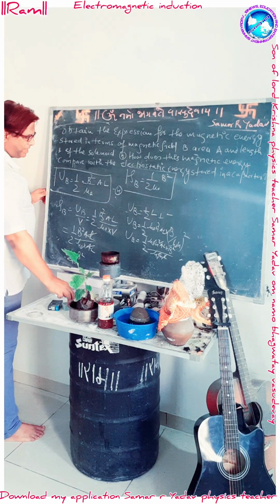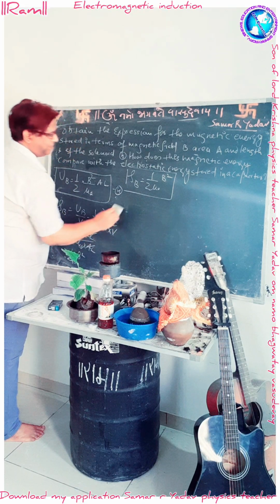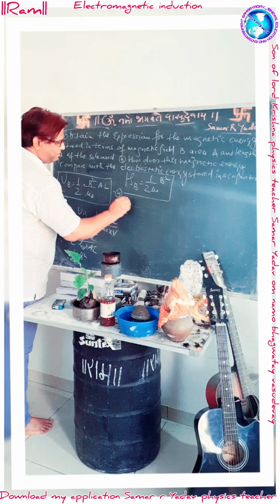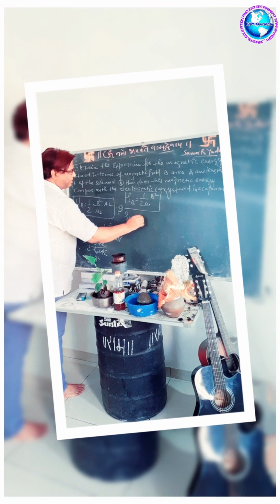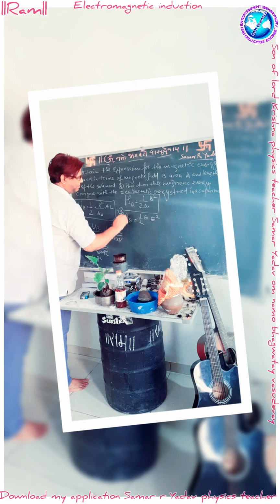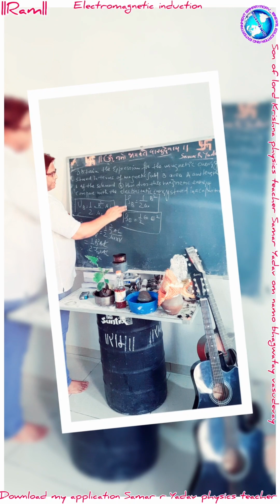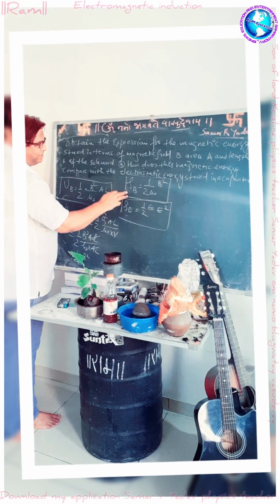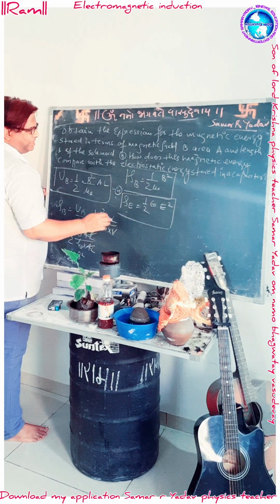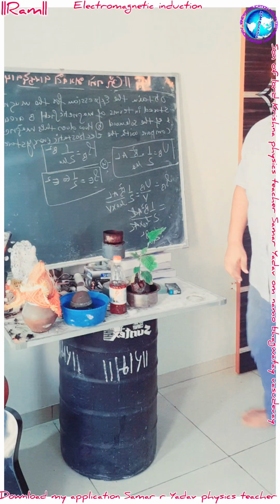Now comparing with the electrostatic, that is energy density in capacitor, is given as rho E is equal to 1/2 epsilon 0 E square. So we can say that both the magnetic and electrostatic density are directly proportional to the square of their fields, magnetic field or electric field. So this way to understand this numerical.